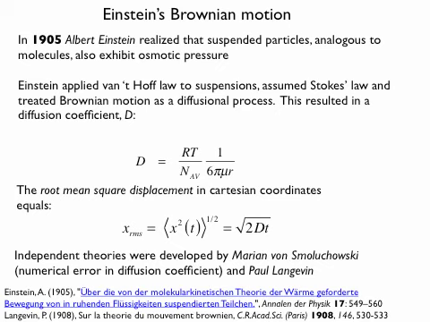And that resulted in a definition of a diffusion coefficient, which was defined as the gas constant times the temperature over the Avogadro number, which is the same as the Boltzmann constant times the temperature, multiplied by 1 over 6 times pi times the viscosity of the medium in which the object is dispersed, times the radius of the sphere. So this equation is valid for a sphere. Obviously, if you have a different object, it changes.